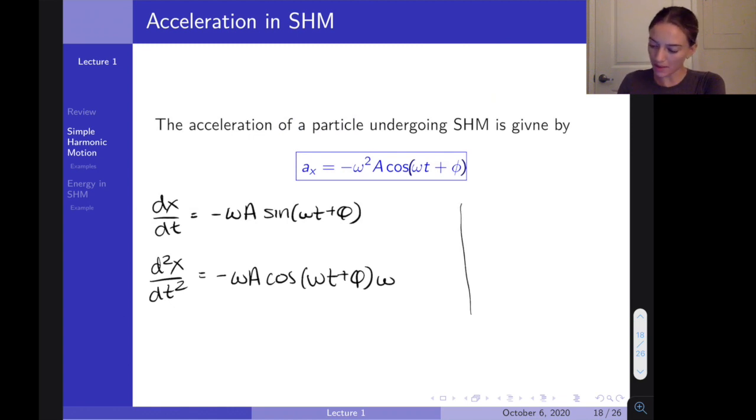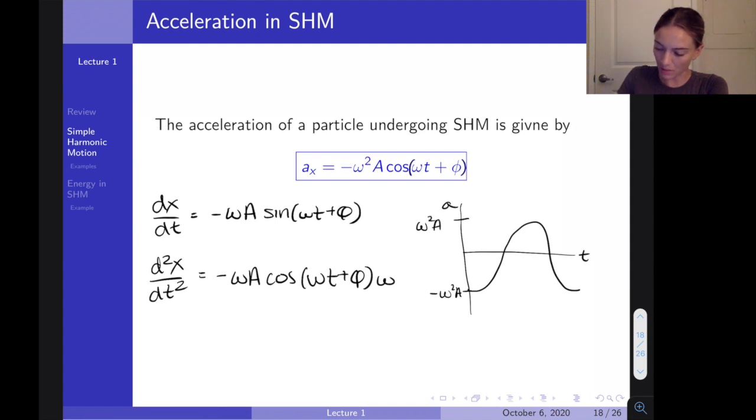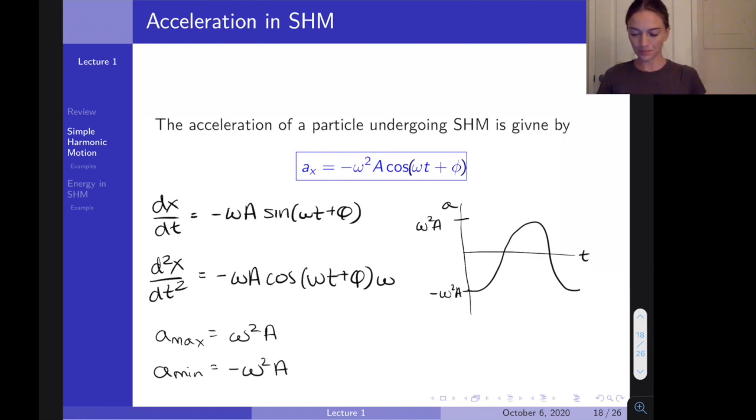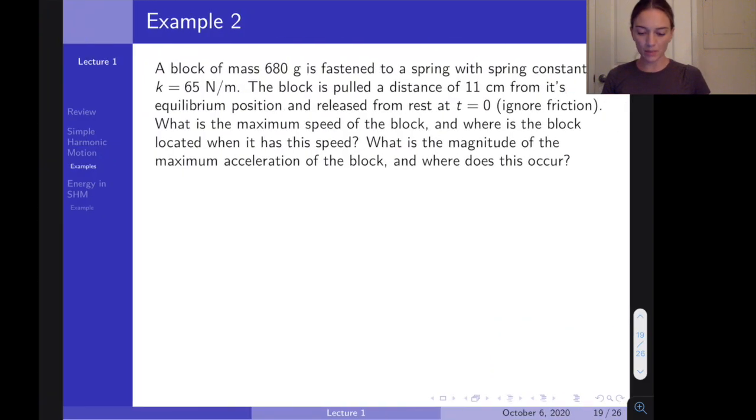Okay, and now if we wanted to plot this, so let's plot the acceleration times the time. This is now a negative cosine graph, so it will look like that. Where down here, we're now at negative omega squared a, and up here at the maximum, we're at positive omega squared a. So that means our maximum acceleration that our particle is going to reach when it's undergoing simple harmonic motion is omega squared times a, and the minimum is negative omega squared times a. All right, now let's do a couple of examples.